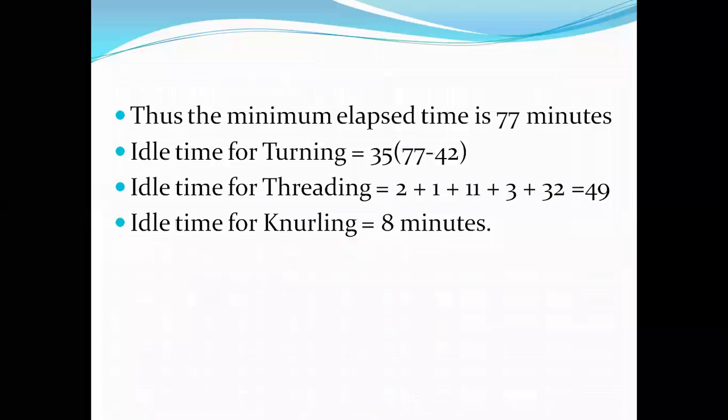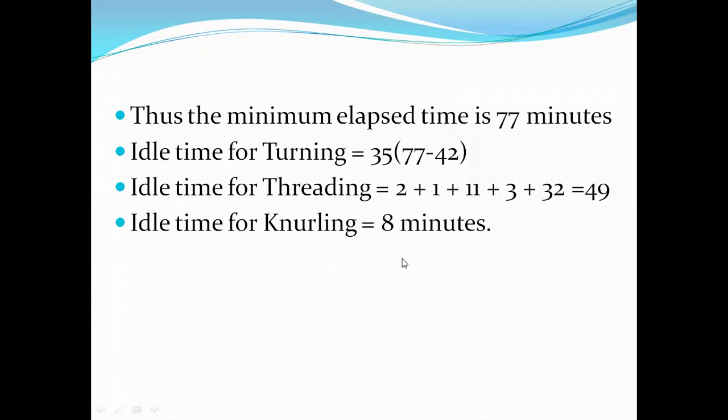Alright, and we'll be summating here in the case of this threading. All the delay timings in almost all the processes summated lead to 49 minutes. And in the case of this knurling process, we have only the starting process, that is fourth job, 8 minutes of delay time that we have.